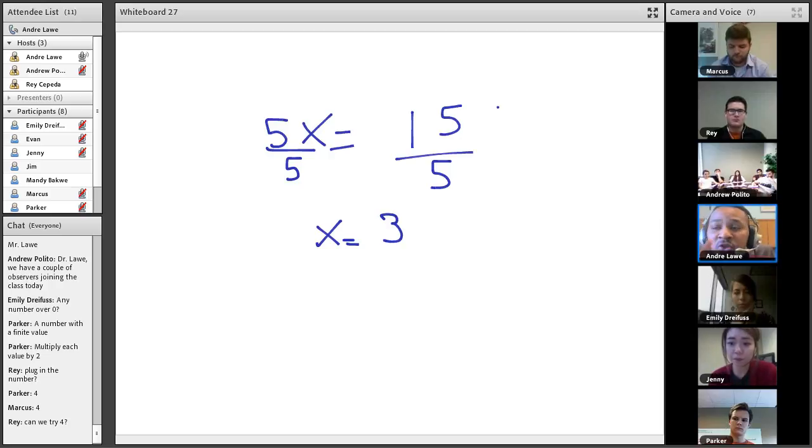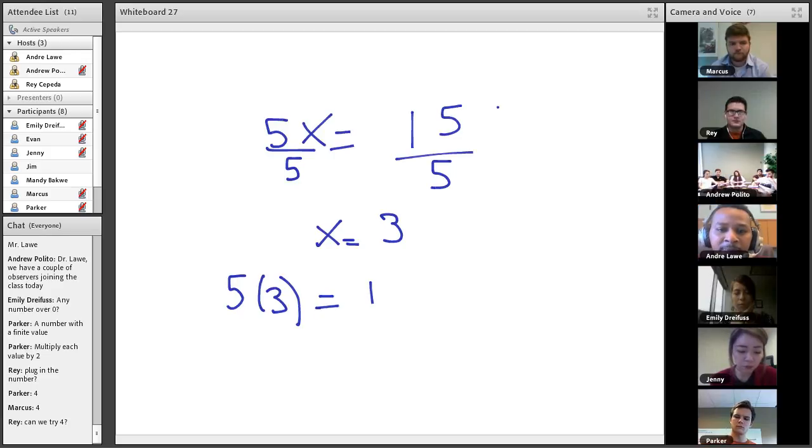Now, if we want to be sure that we're correct, go back and substitute the value of the variable in the original equation, and then 5 times 3 would be 15.